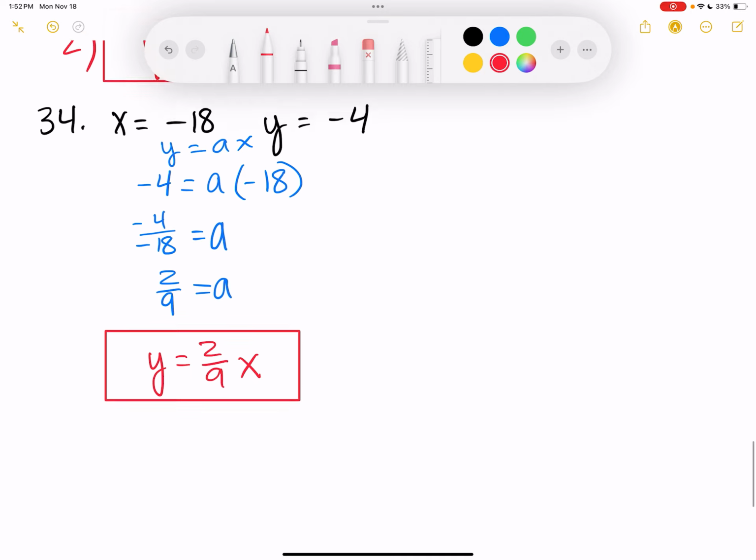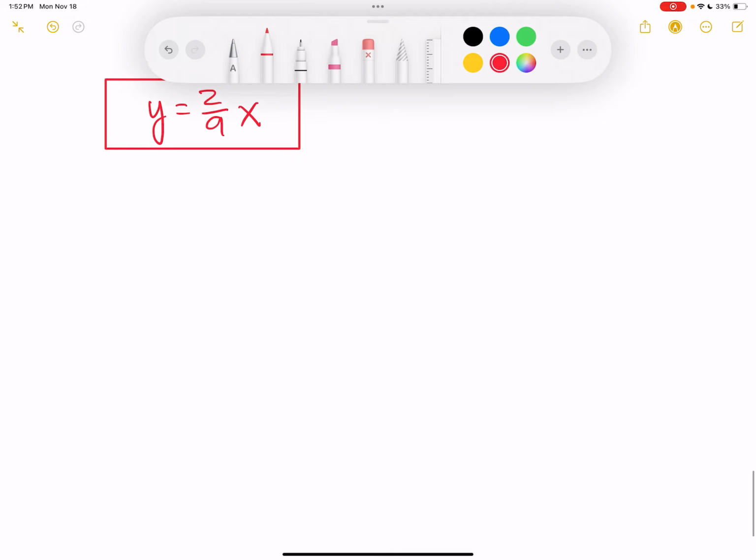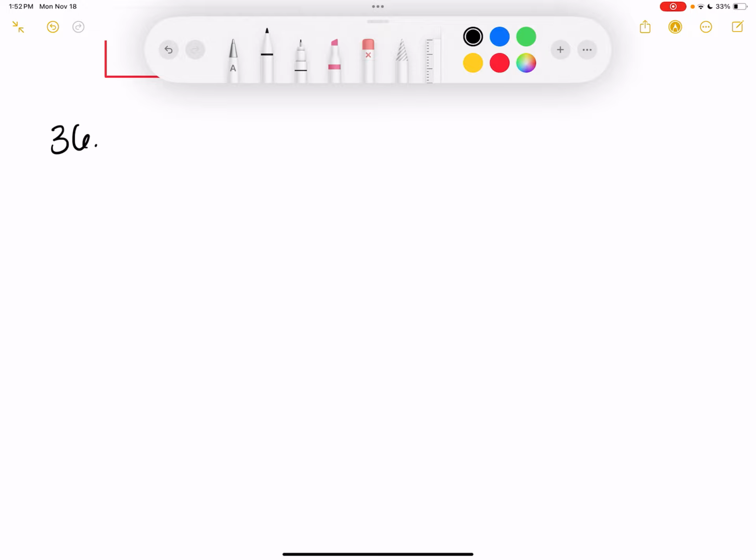Alright, last one. I want you to do it on your own paper. I'm going to take away how you do it and see if y'all can do it. 36, x equals negative 6, y equals 15. So solve this one out and get your equation, and we'll go over it in just a minute. Yes, you're doing this one by yourself. Just go back up to 34.